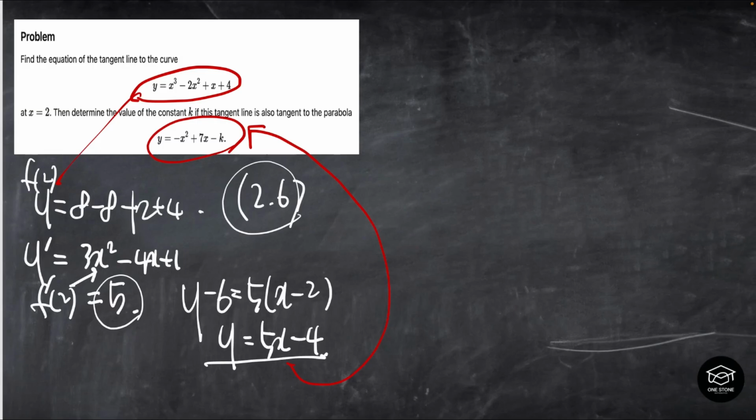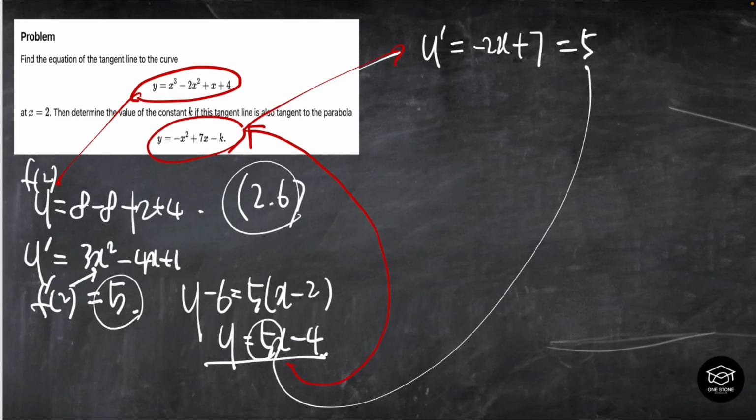So let's compute the derivative of the parabola. Differentiating, we get y prime equals negative 2x plus 7. We want this slope to equal 5, so we solve negative 2x plus 7 equals 5. That gives negative 2x equals negative 2, or x equals 1. So the tangent point on the parabola occurs when x equals 1.